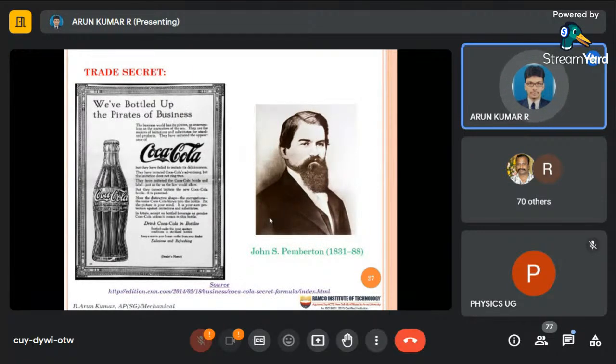Actually, the formula was developed by a person called John S. Pemberton. He is actually a chemist. During his lifetime, he developed the formula, and later, what he did is that he completely transferred the license to a company which was formed as Coca-Cola. Now, Coke has been in this market for almost more than 120 years, and still they are the leader in the market. It is because they are maintaining the trade formula and the trade secret.